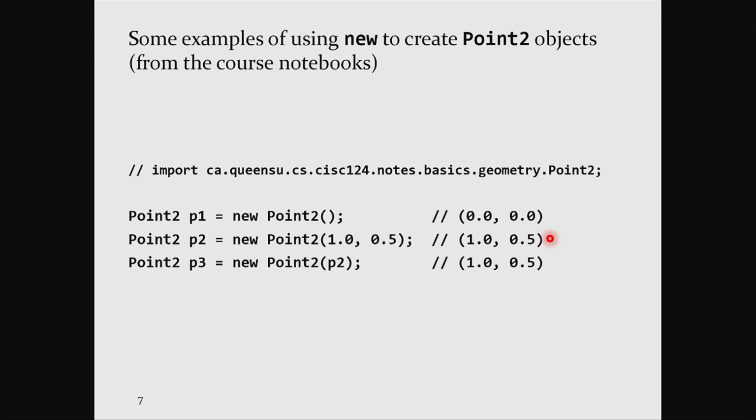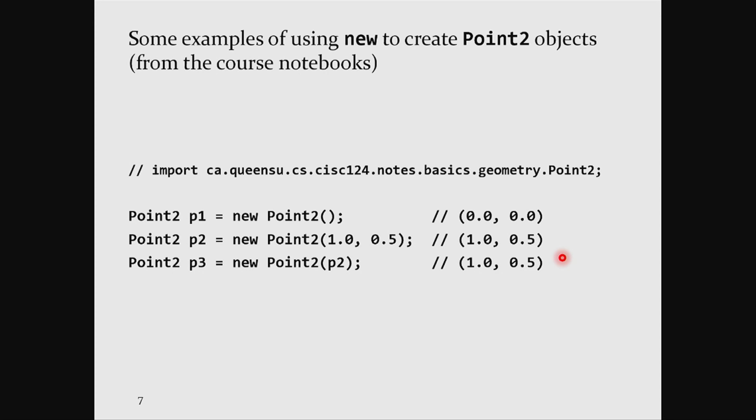The important thing to note here is that these three points are all independent. P1, P2, P3: there are three calls to new, so there are three objects in memory at this point in time, and they're all independent. If you do something with P1, for example print P1 or change the coordinates of P1, the coordinates of P2 and P3 don't change. They all have their own state.